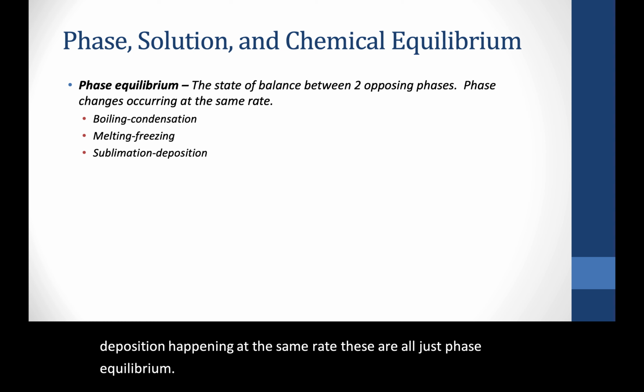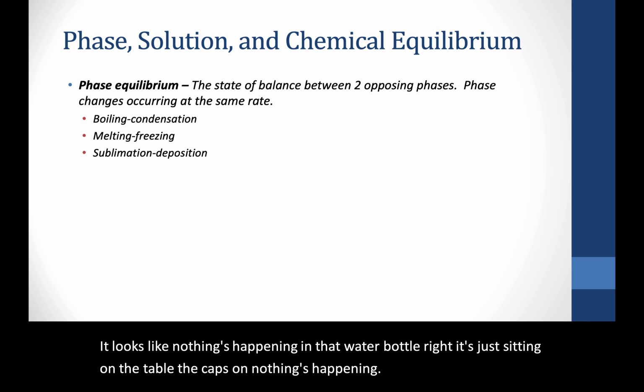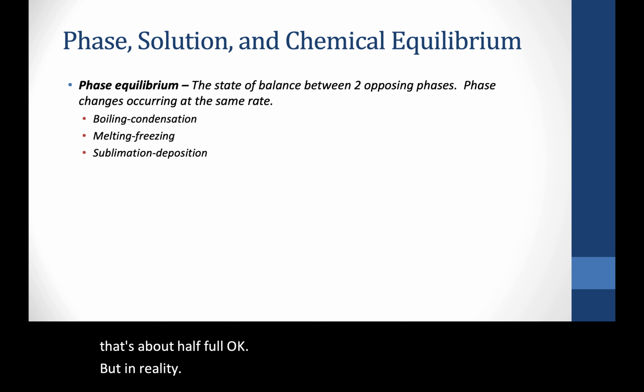So picture a water bottle, shouldn't be hard, that's about half full, okay? It looks like nothing's happening in that water bottle, right? It's just sitting on the table, the cap's on, nothing's happening. But in reality, a whole bunch of stuff is happening. But it's at dynamic equilibrium, so it looks like nothing. What's really happening is a phase equilibrium, right? That liquid water in the water bottle is turning into gaseous water in the top of the water bottle. But at the same rate, the gaseous water in the top is condensing back into liquid.